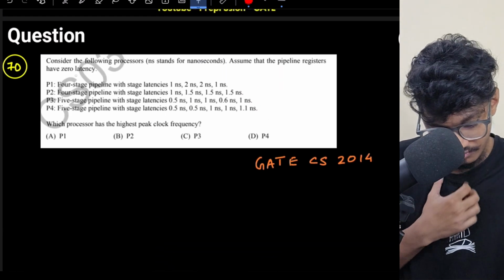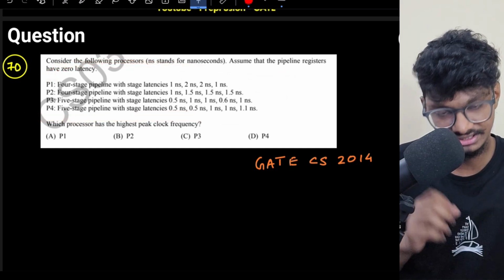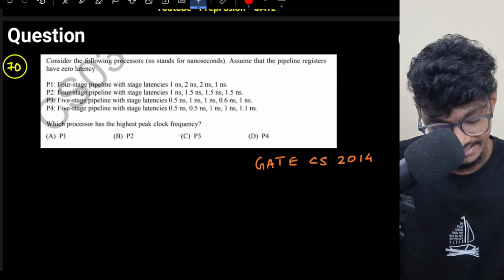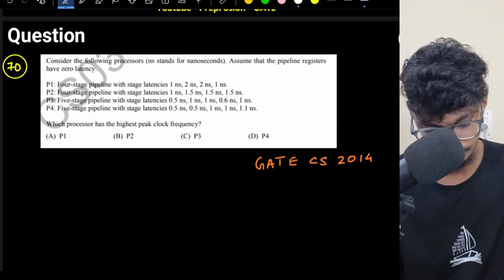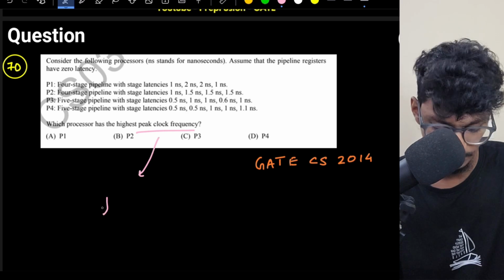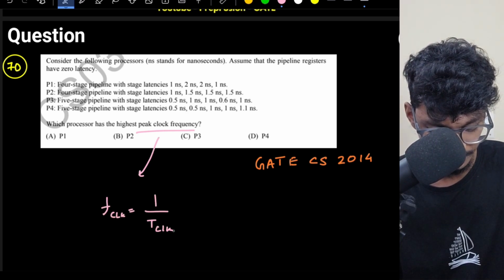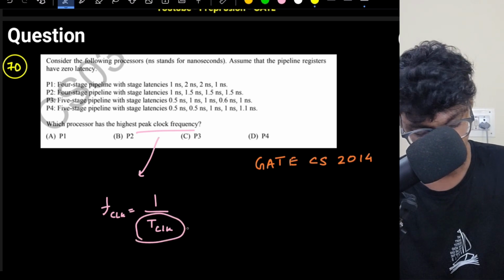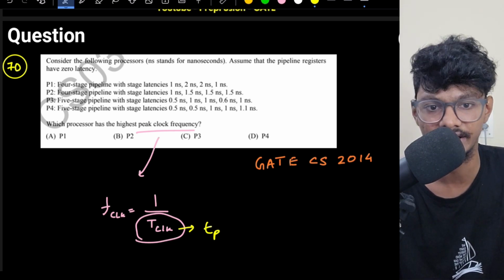In this question we have the following 4 processors. Assume that the pipeline register has 0 latency, basically they don't have any delay. Then which processor has the highest clock frequency? What is clock frequency? If you remember, f clock is basically 1 by clock time period, right? Frequency is just the inverse of time period. What is t clock? T clock is the TP, because it is known as the pipeline cycle time.